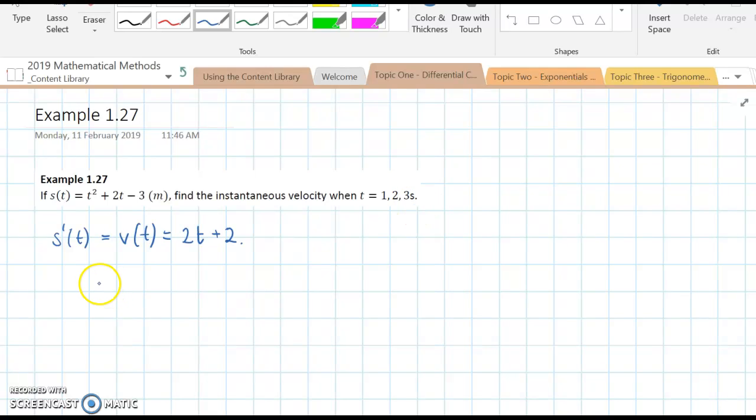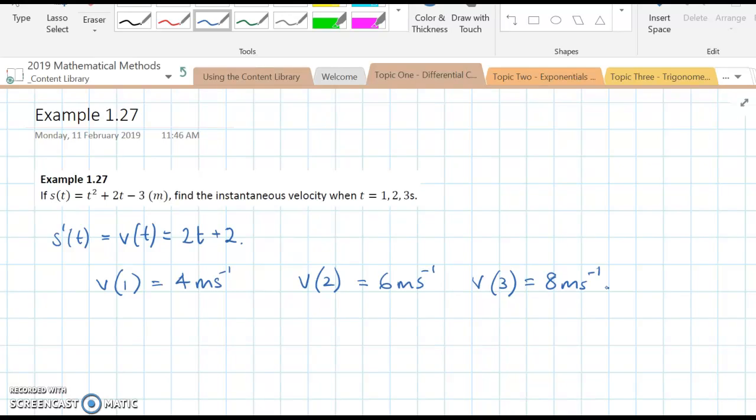So the instantaneous velocity at t equals 1 is going to be 2 plus 2 is 4, units will be meters per second. When we substitute 2 in, we would get 4 plus 2 is going to be 6 meters per second, and at t equals 3 we would get 6 plus 2 is 8 meters per second.